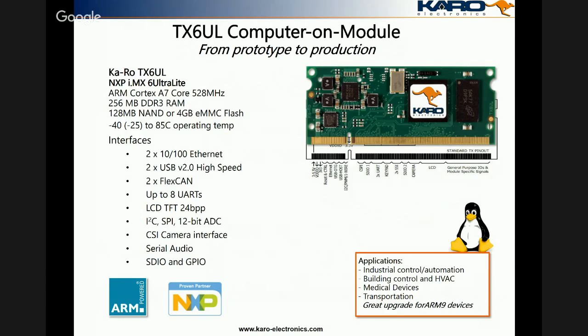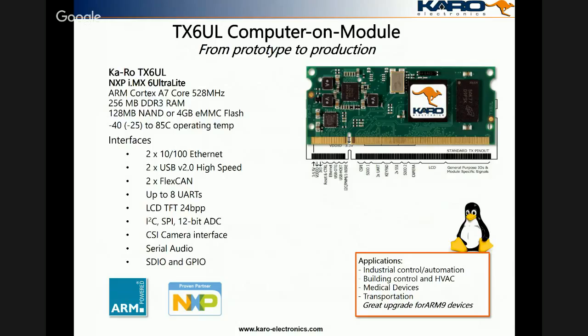As I said, it's based on the new NXP i.MX6 ultralight processor. It's a Cortex A7 528 megahertz. And it's a great solution for industrial applications, building control, and HVAC. It's lower power, so it's great for battery-operated medical devices. And just a lot of embedded products that might have been based on an ARM9 over the last 7 to 10 years, this would be a fantastic upgrade for. And we provide complete Linux support, BSP device drivers for this.